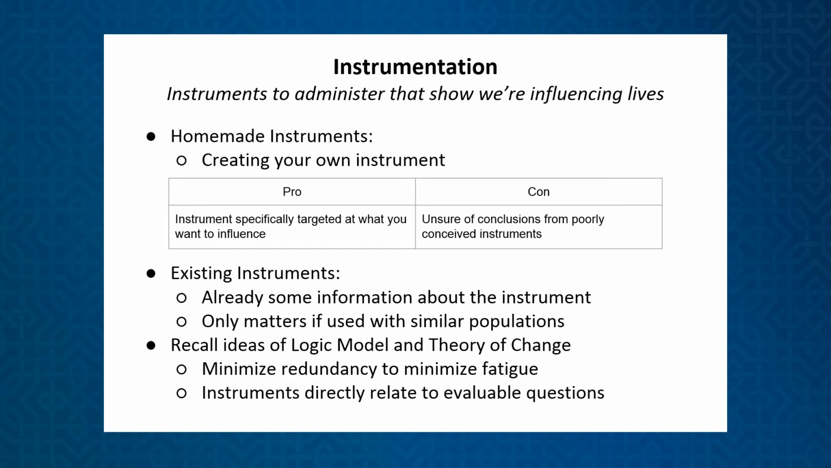Okay, so now let's switch over to the existing instruments. The benefit is there's already some information about the instrument, hopefully when used with populations like your own. Now, I'm going to say that one of the bigger errors that people make when they talk about instrumentation is asking what the reliability or the validity of the instrument is. But there is no such thing, right? Those things characterize scores. And if you think about it for a minute, that kind of makes sense.